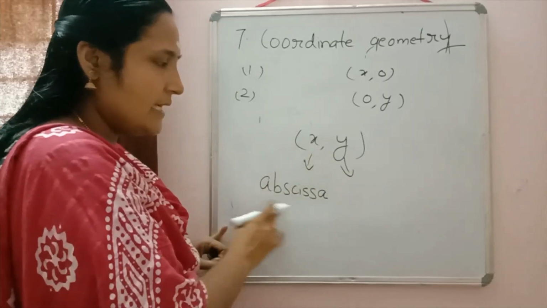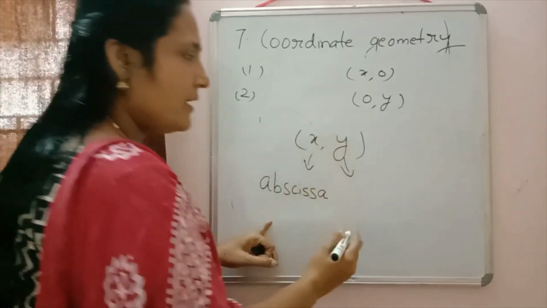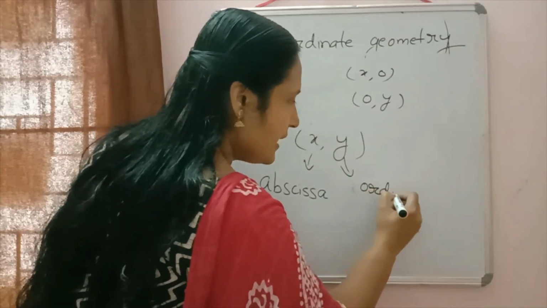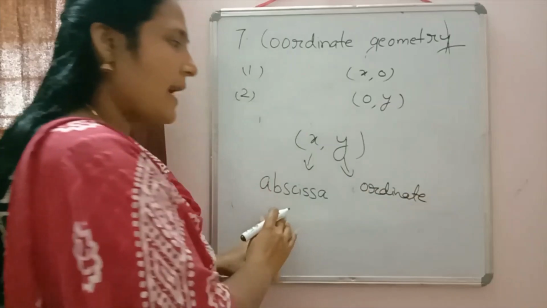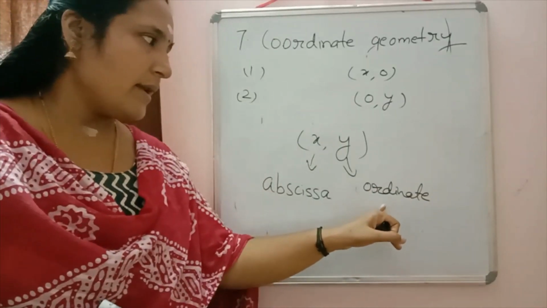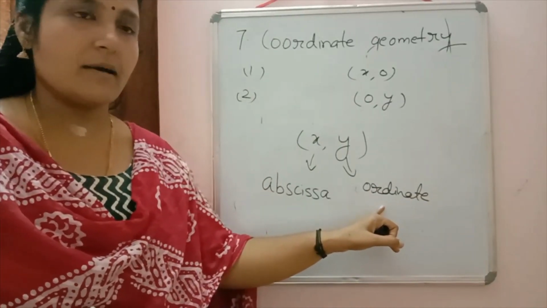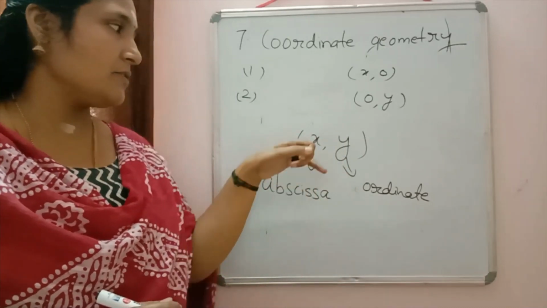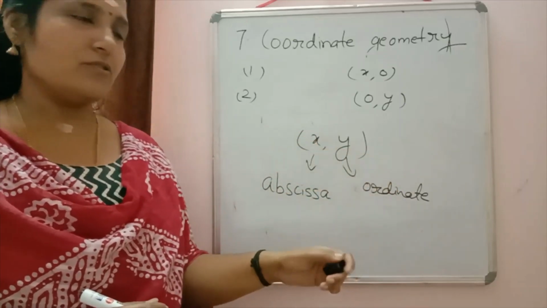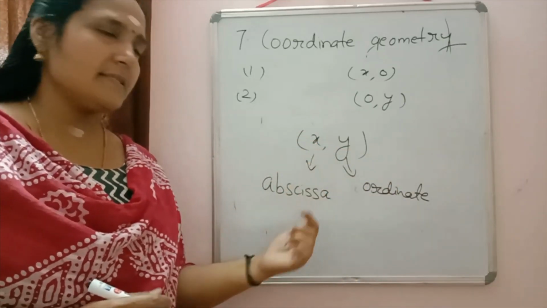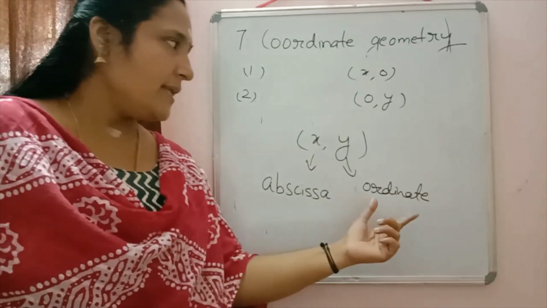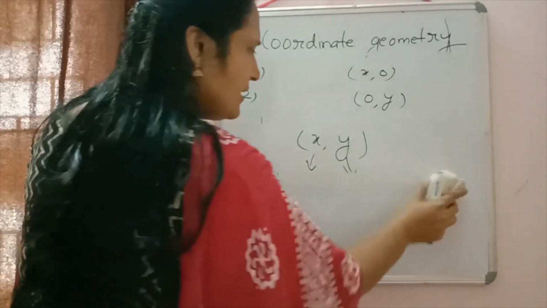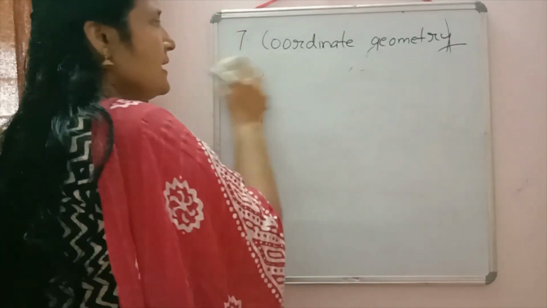A-B-S-C-I-S-S-A. X coordinate is also called abscissa and y coordinate is also called ordinate. Another name for x coordinate is abscissa and for y coordinate is ordinate. So sometimes the question will not ask, find the point whose x coordinate is. Sometimes it will ask whose abscissa is. So you should remember, abscissa means the x coordinate and ordinate means the y coordinate. Okay. So these are the concepts we need to solve the questions in this chapter.